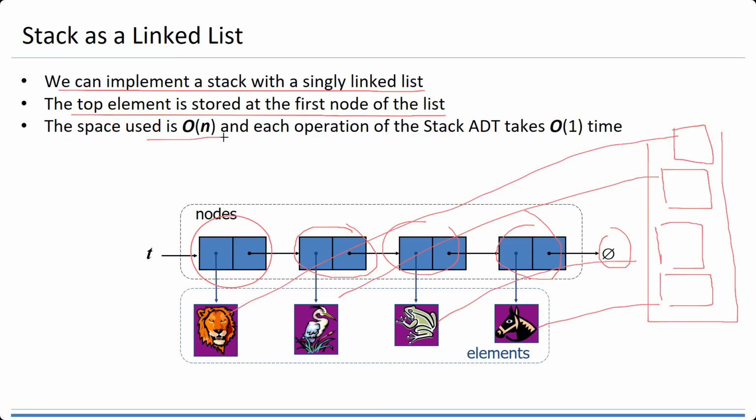The space is O(n), but the operation of stack will do O(1). When we remove or when we insert, it will be one time. But we still keep the connection between one node and another node.